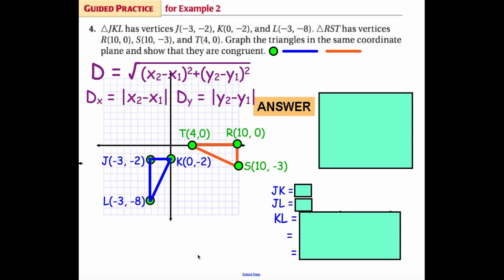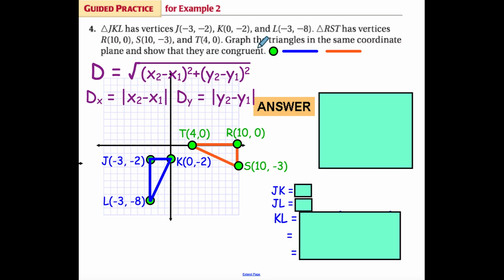Here's the good news about this. Notice that I have a couple vertical and a couple horizontal segments. Those you don't have to use the primary distance formula on. You don't need that because it's just one-dimensional. All you really have to do is either subtract the x's or subtract the y's. The absolute value signs are just there to remind you that distance has to be positive.